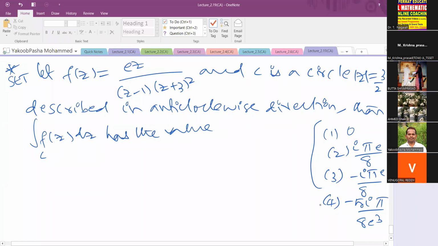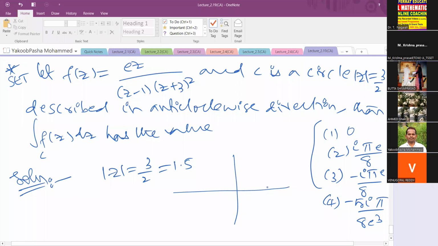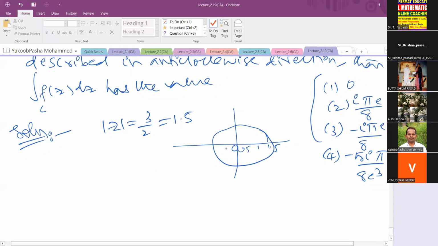First, see the circle. Circle is modulus of z is equal to 3/2. Its radius is 1.5. So this is origin. This is 0.5, 1, 1.5. And it is minus 0.5, minus 1, and this is minus 1.5.